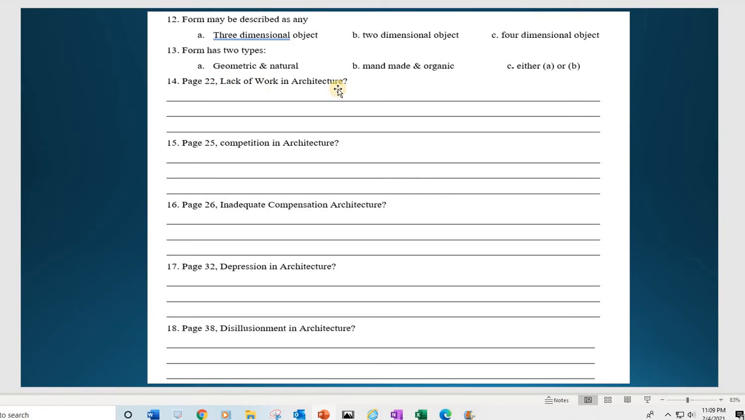I have the topic from the question right here. I need you to write down 3 sentences about this one for me. Just open the textbook on page 22 and look at the bold letters about the lack of work in architecture. Discuss that in 3 sentences right here. Same thing with another one. If you see page 25, page 26, page 32, something like this, you need to focus on the bold letters in the textbook. For example, this one says the expression in architecture. You need to discuss this topic in 3 sentences for me.